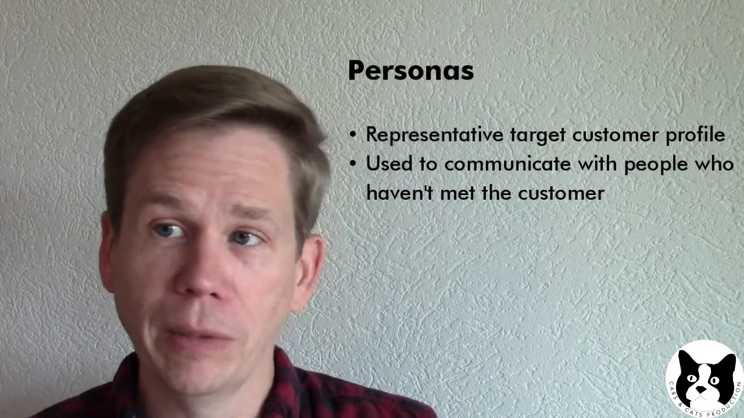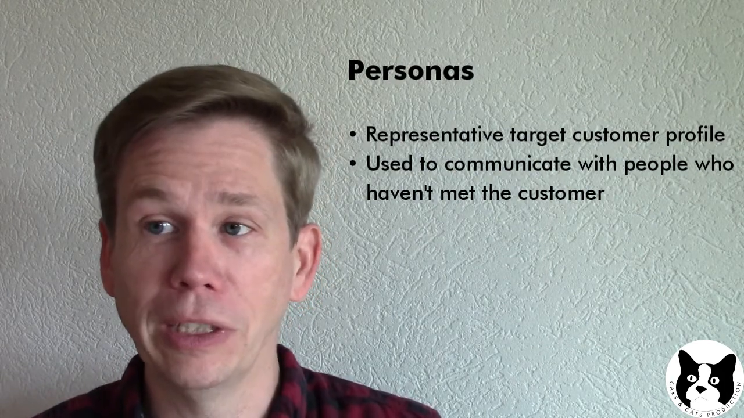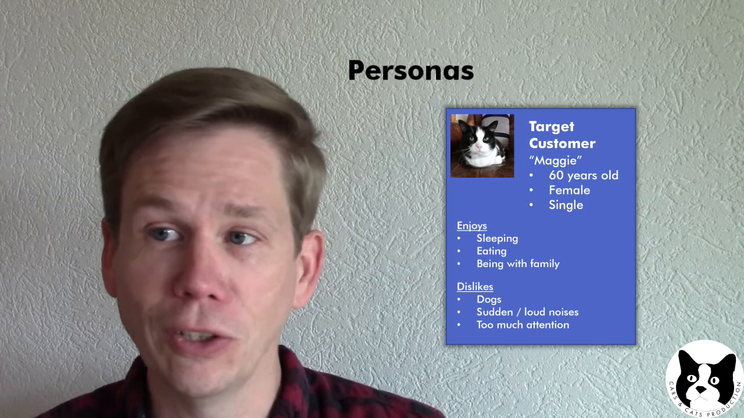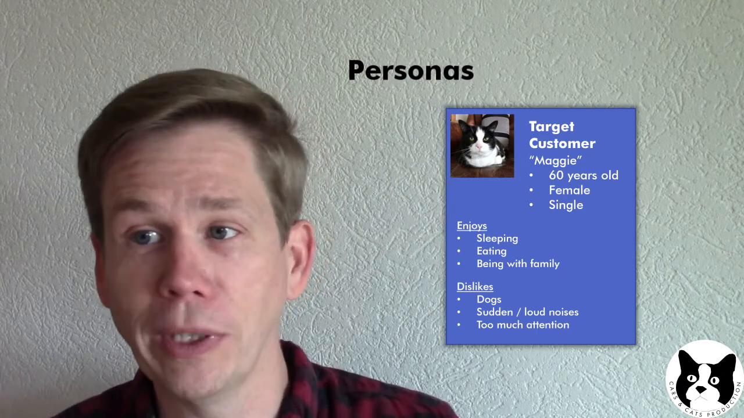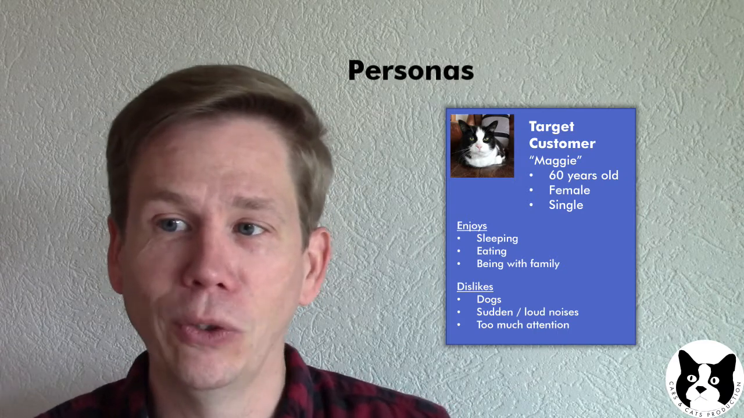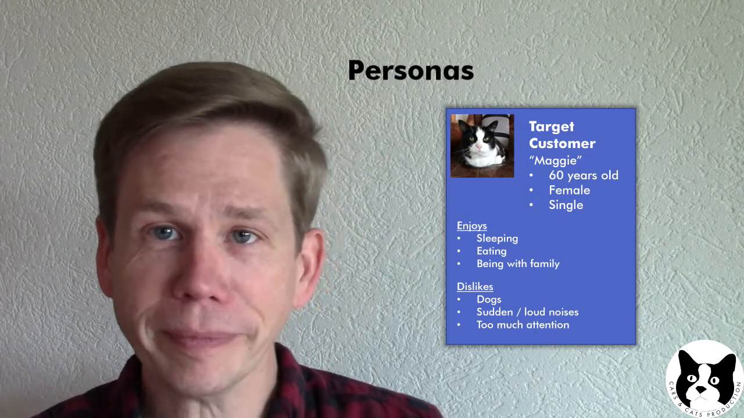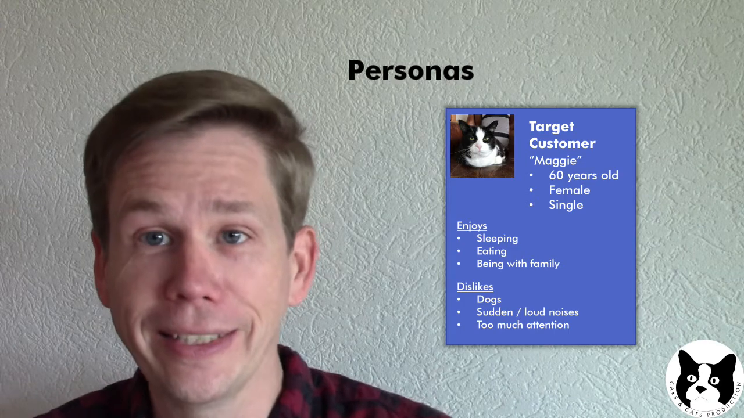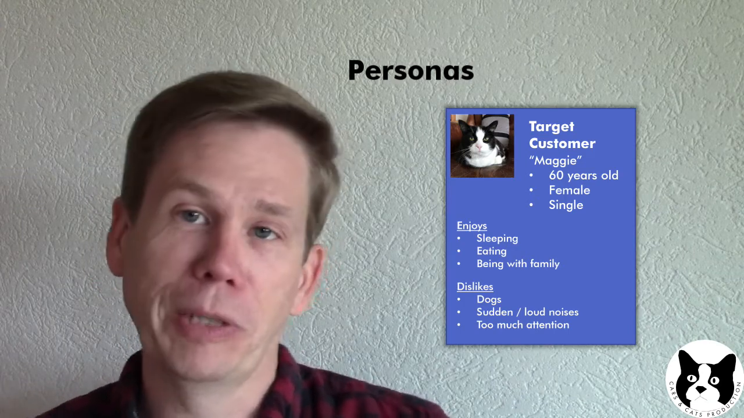So for example here, maybe the target customer is Maggie, my cat, 60 years old, female, single. She enjoys sleeping, eating, being with a family. She doesn't like dogs, sudden and loud noises, or too much attention. So if we were building something for my cat, that could be the customer profile of my cat.